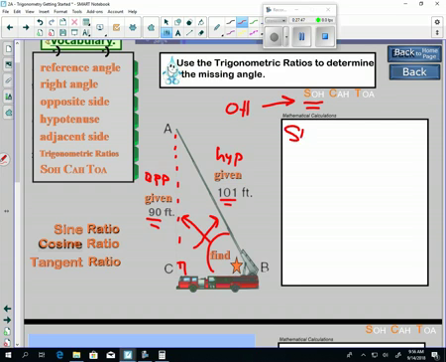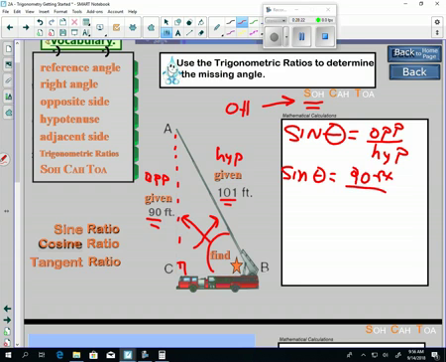So this time, I don't know the angle, so I use this symbol, just a circle with a line through it. That means that's the angle we're looking for. Sine of theta, sine of the angle, equals opposite over hypotenuse. That's our sine ratio. Then we put in the numbers. The opposite side we know is 90, and the hypotenuse is 101.